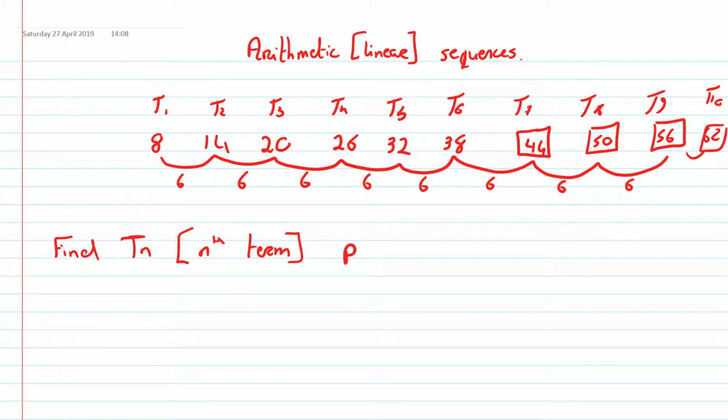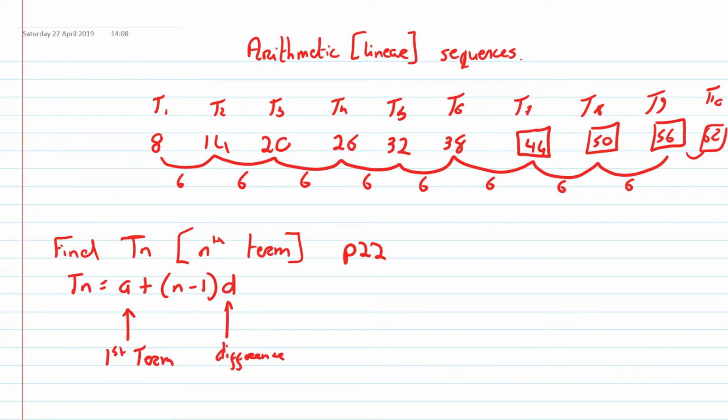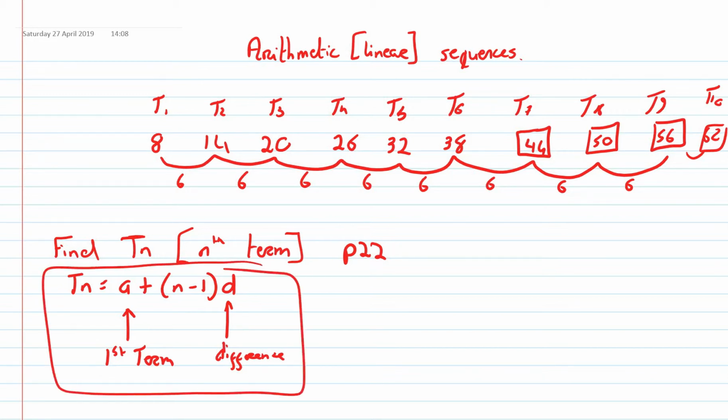Right. If we want to find Tn, here's what we do. We open up our logbook on page 22 and we look for the Tn formula. Okay, and here it is. Tn equals a plus n minus 1 d. Now, that a stands for the first term in our sequence, and that d stands for the difference. Okay? Now this specifically works for arithmetic or linear sequences. Okay, no other sequence.